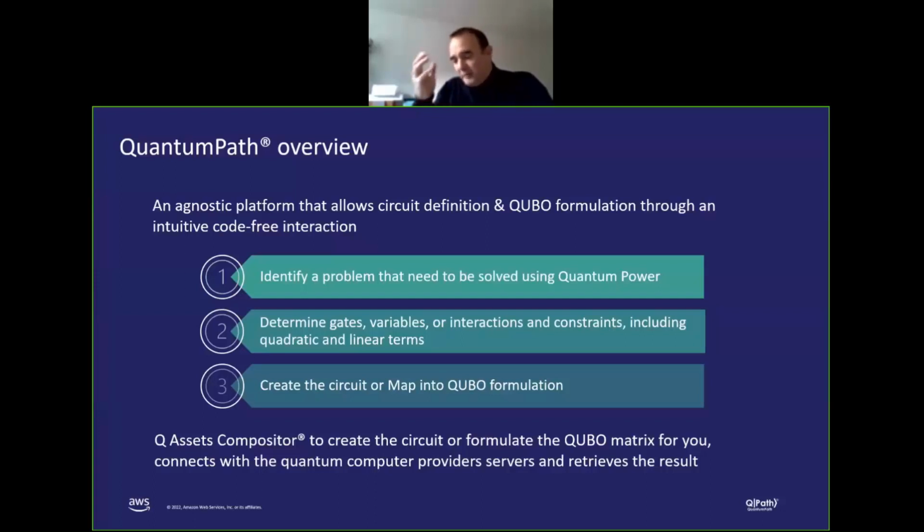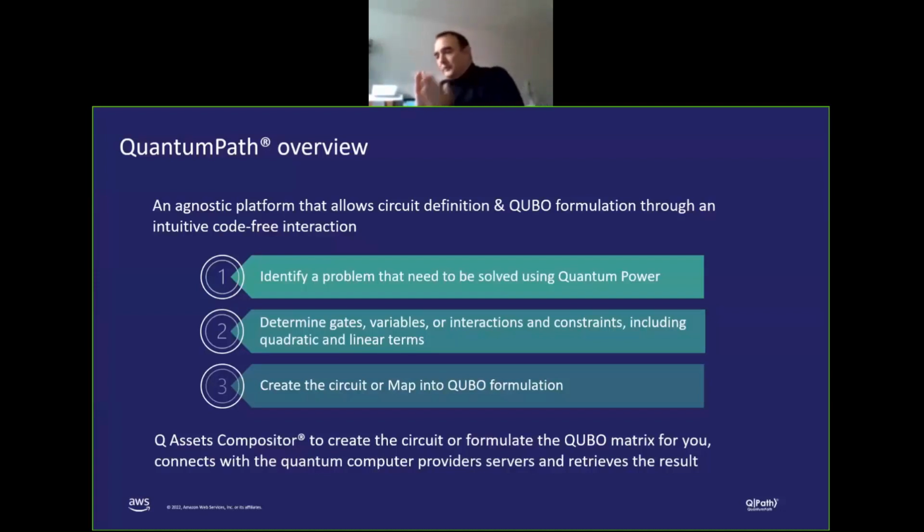So the first step we have in mind is that we need to identify the problem and know if this problem is easy to solve and possible to solve using quantum technology, okay? The second step you must have in mind before using the platform is to determine what kind of technology you need to use to solve the problem.